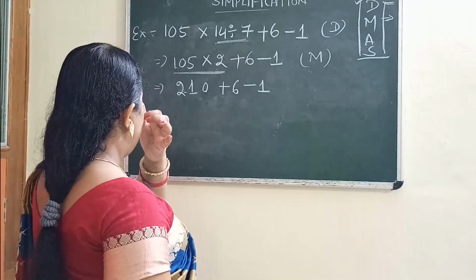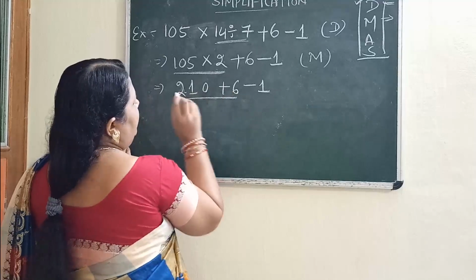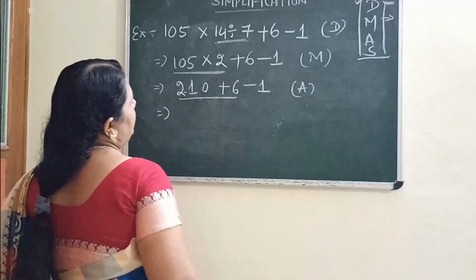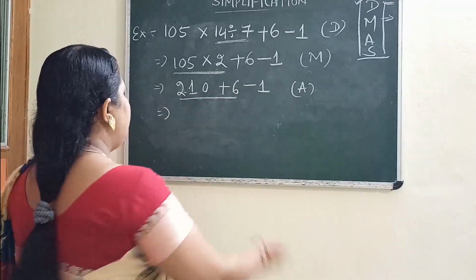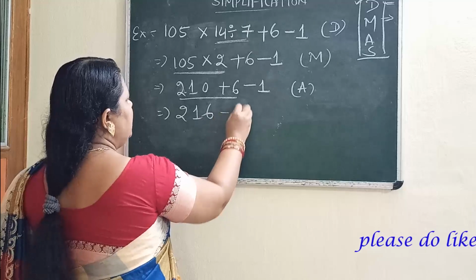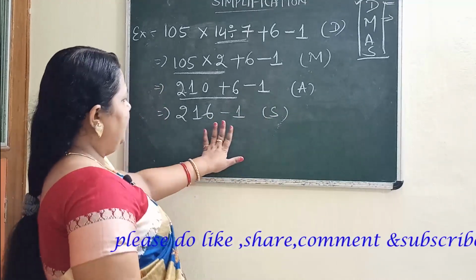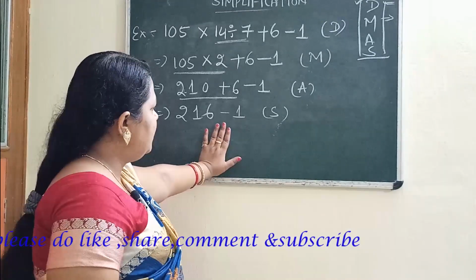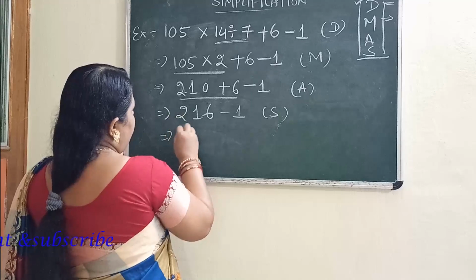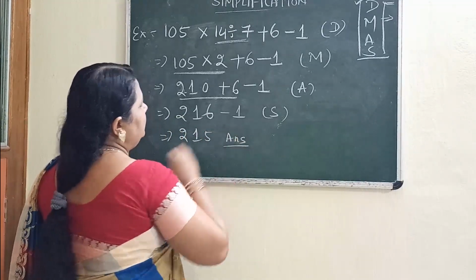Clear? Then third one is what operation? Addition. So addition value is here, mention here addition. 210 plus 6, the value is 216 and minus 1. Here it is clearly given subtraction at last, this last operation, and minus it, the value is 215. It is your correct answer.